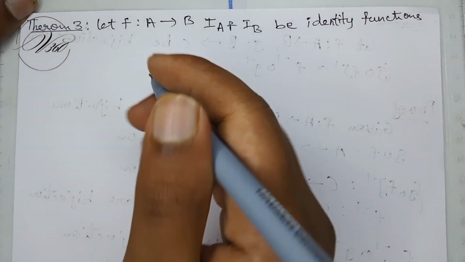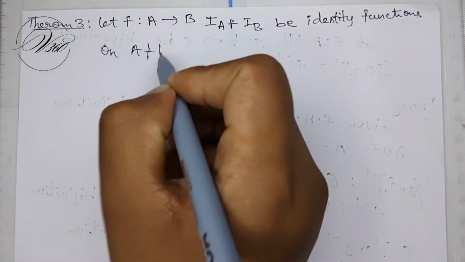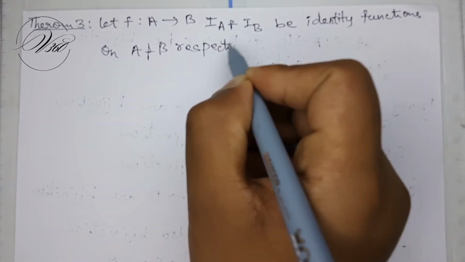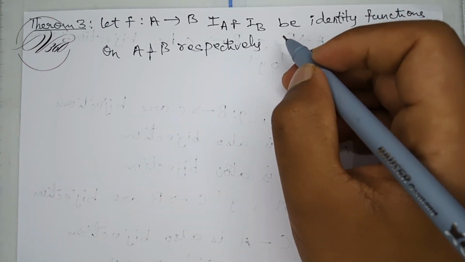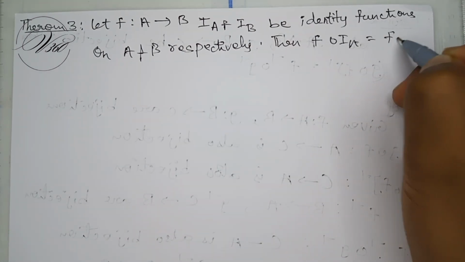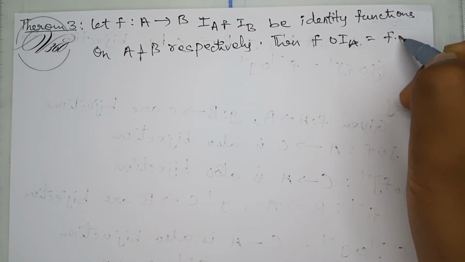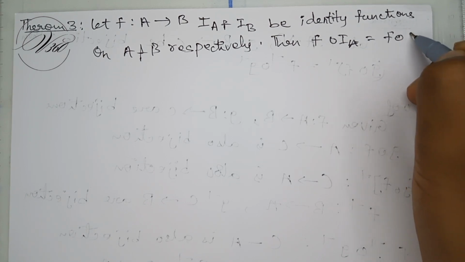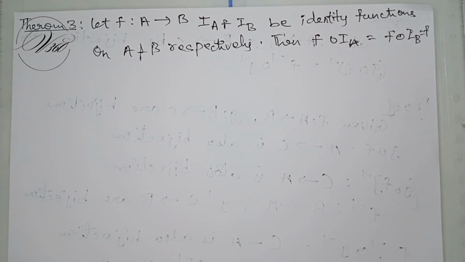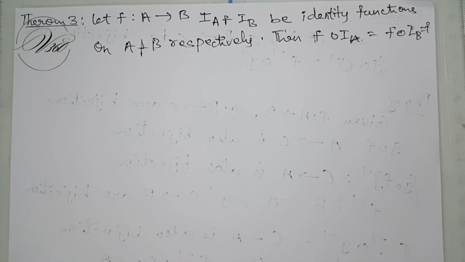Okay, now identity function on A and B respectively. Now then F of IA is equals to F, and F of IB is equals to F. Okay, now we should prove that it is an identity function using F of IA is equals to F or F of IB is equals to F. Now we are going to do the proof for this.